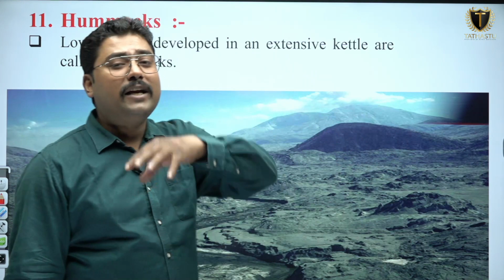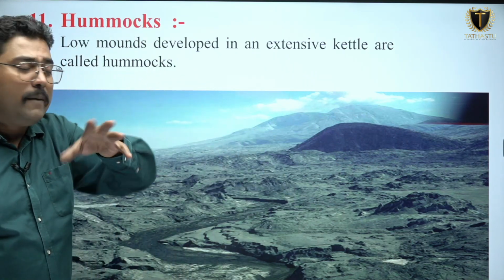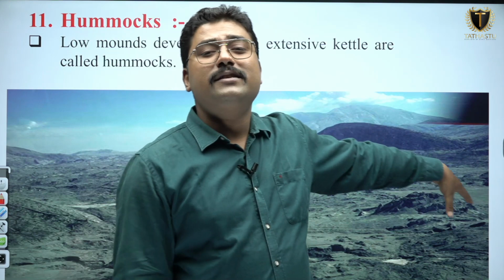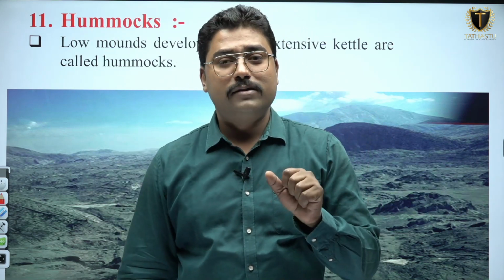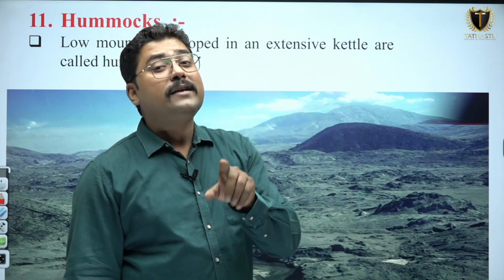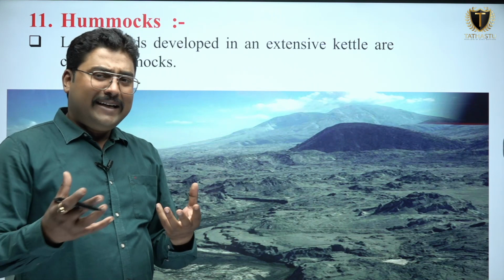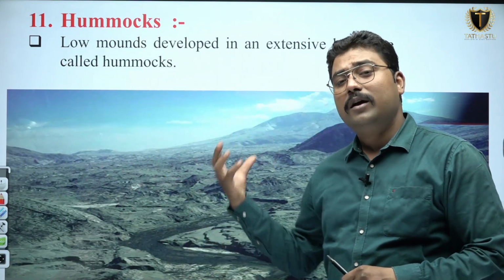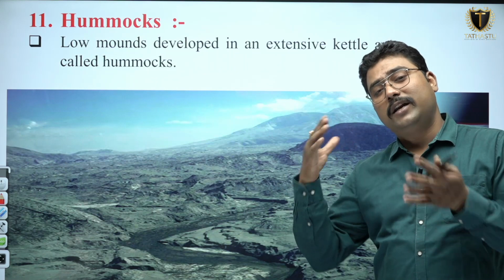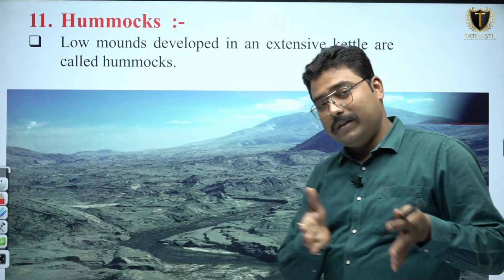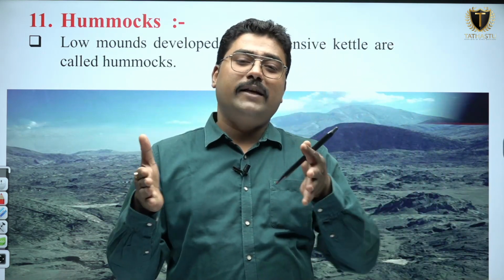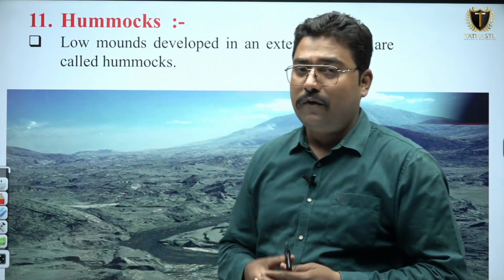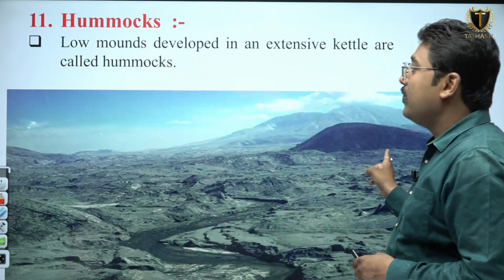Hummocks are technically the uplifted part, the small uplifted part, as you can see in the kettle, are considered as hummocks. Now you might be thinking, sir, what are kettles? Kettles are nothing but the temporary freshwater lakes, the small lakes formed in the permafrost, or you can say the region between permafrost and seasonal frost region, where the small freshwater lakes are formed. We will see them in the coming features.